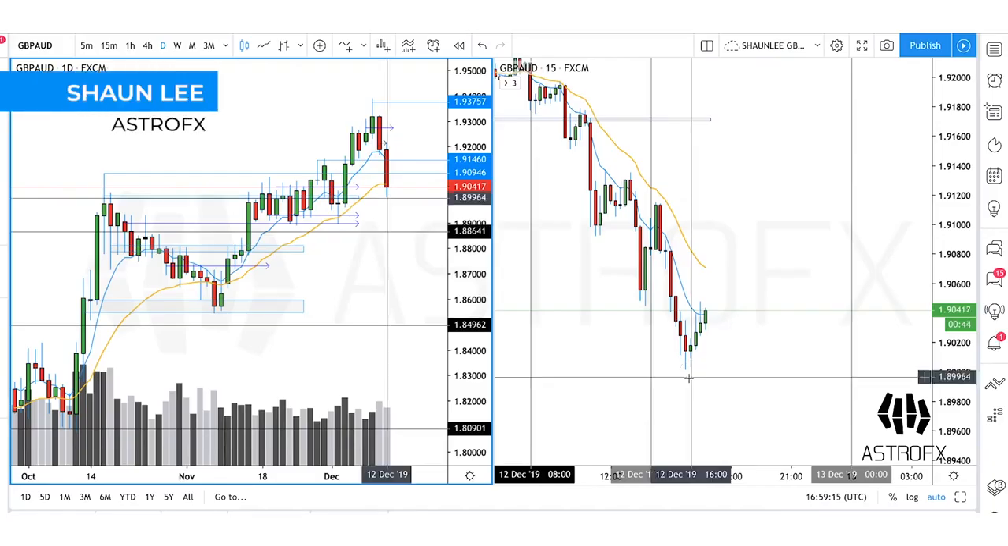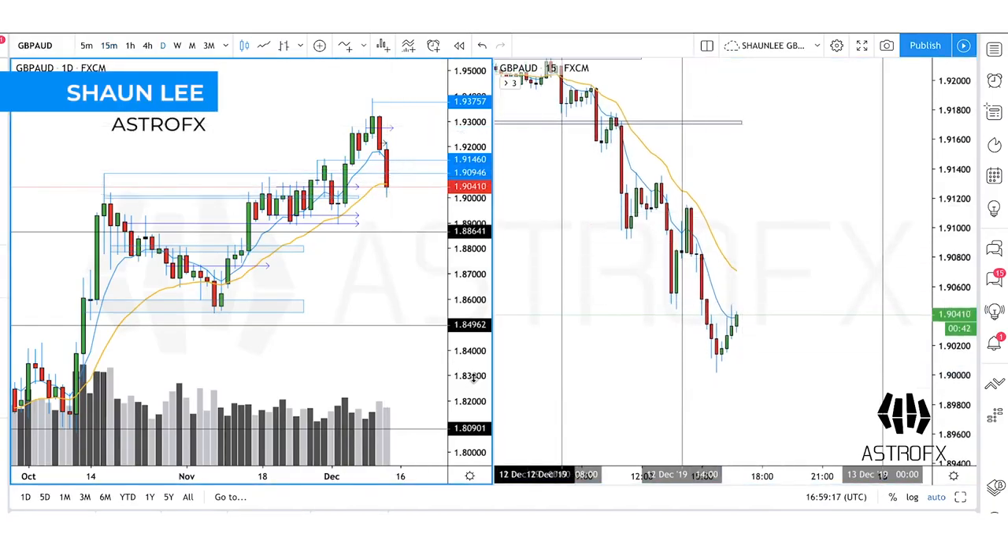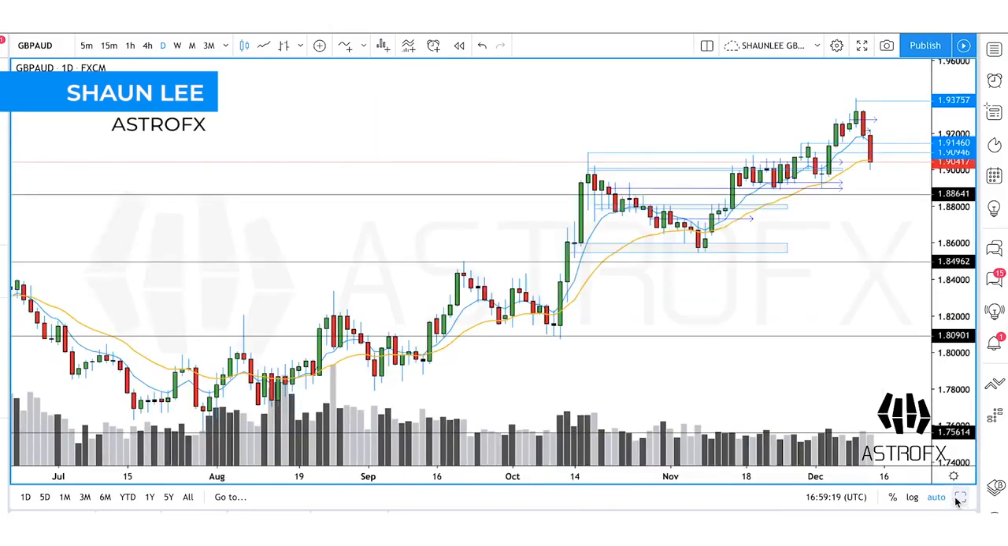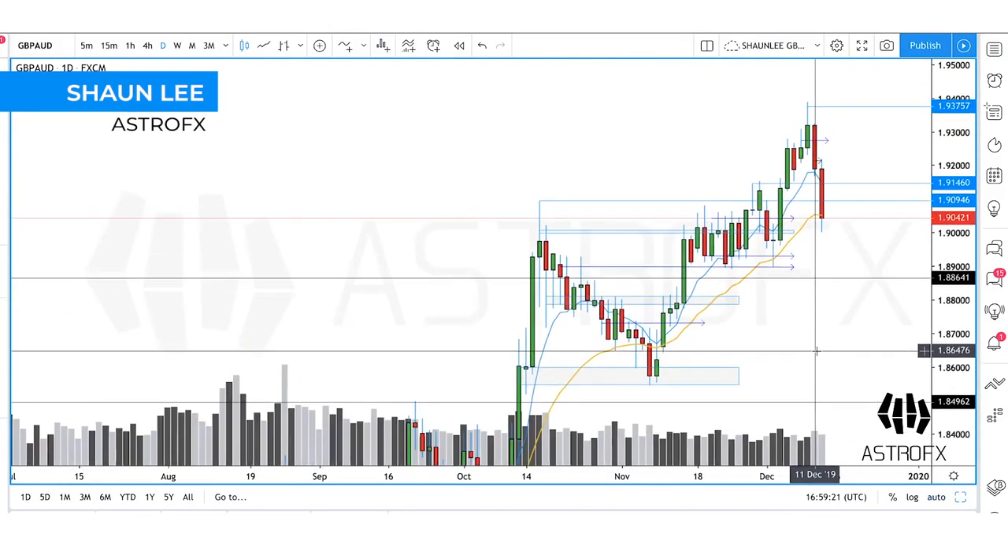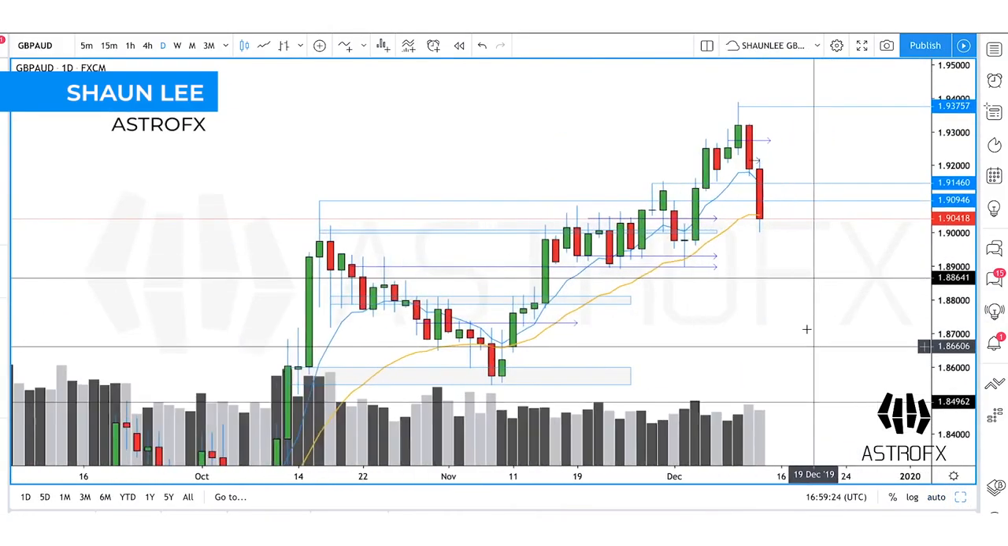Okay, everybody, on to the next episode. So, the market has given us some brilliant movement over the last few days. So, we start with GBP AUD on this one. Now, GA, interesting.